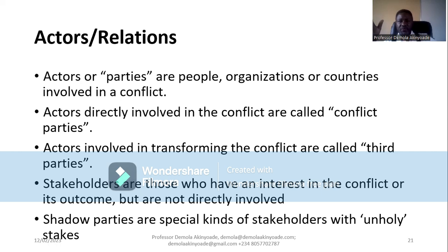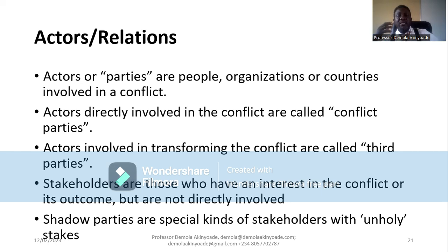Russia, Ukraine, or the people involved. Actors involved in transforming or managing the conflict are called third parties. Conflict managers, therefore, are third parties. Mediators, third parties, and so on.